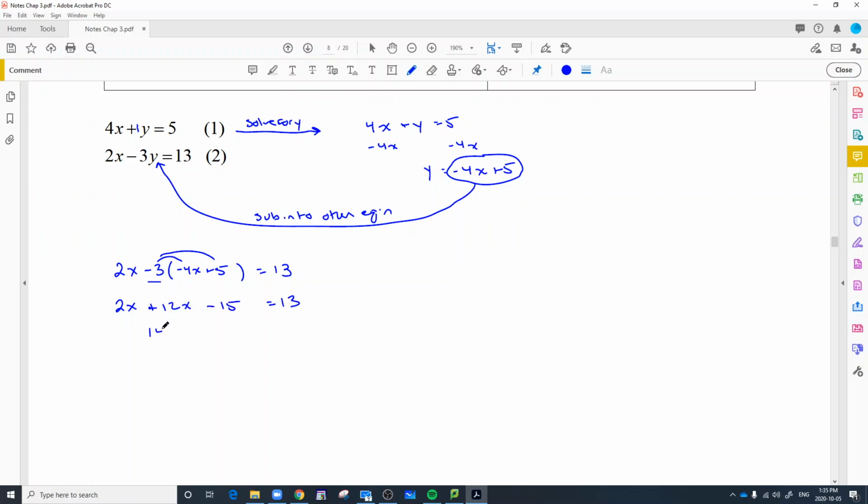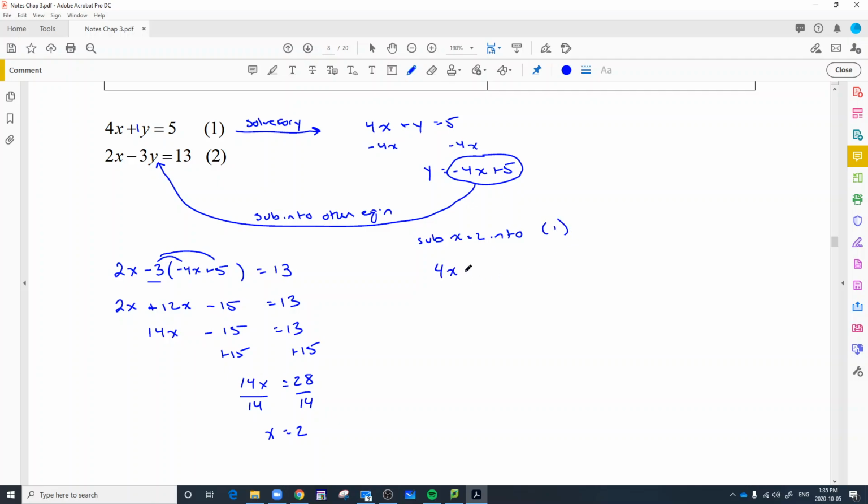Then I'm going to collect like terms. And 14x minus 15 equals 13. Then I'm going to add 15 to both sides. I can see right away that I'm doing a good job because it equals 28. And then look at that. I can divide both sides by 14. I get x equals 2. So now 2 is the x value of my solution. I want to find my y value. So now what you're going to do is sub x equals 2 into one of your two equations, either 1 or 2. I'm going to plug it into equation 1 just for fun because it looks easier.